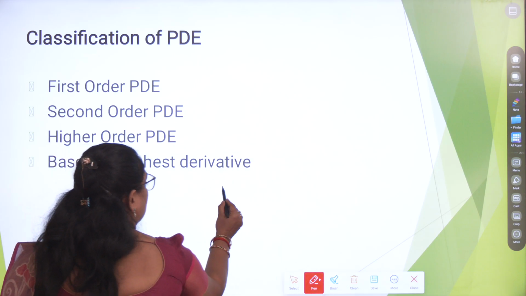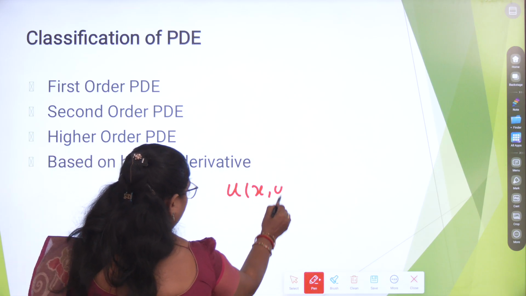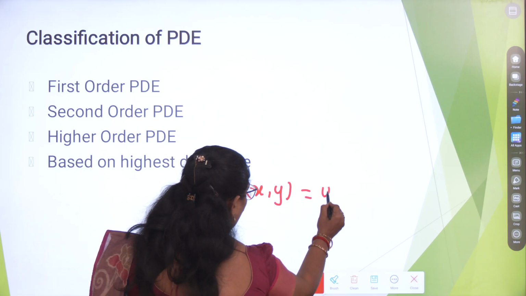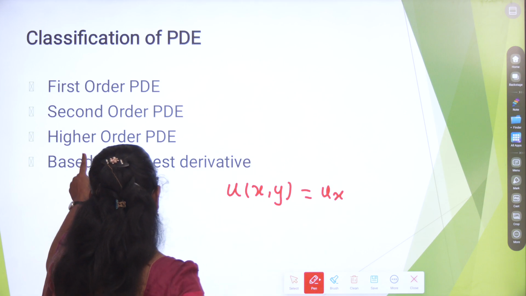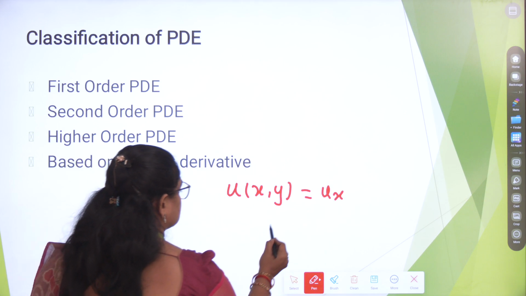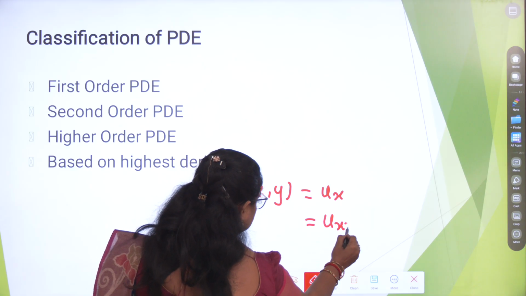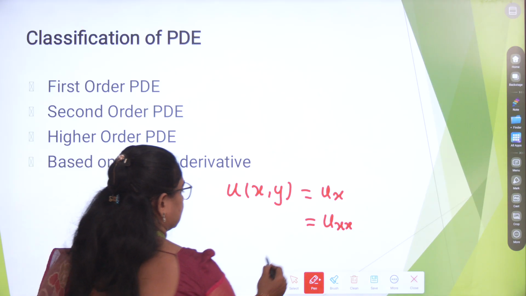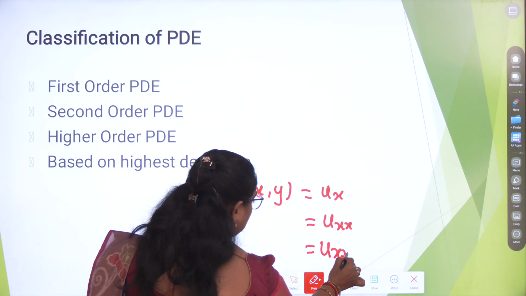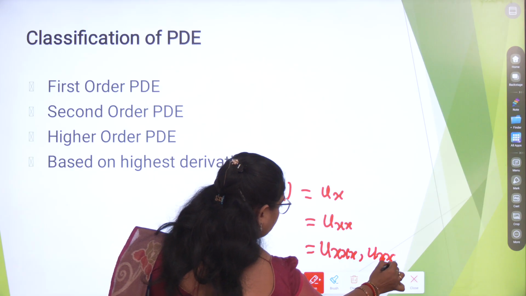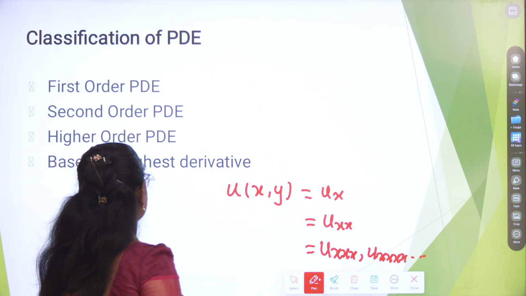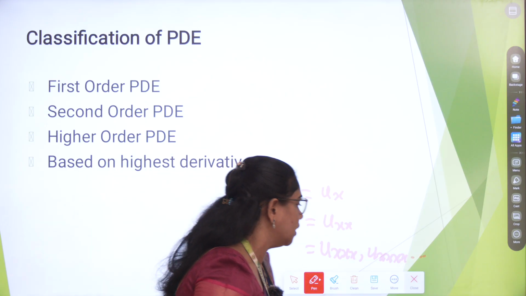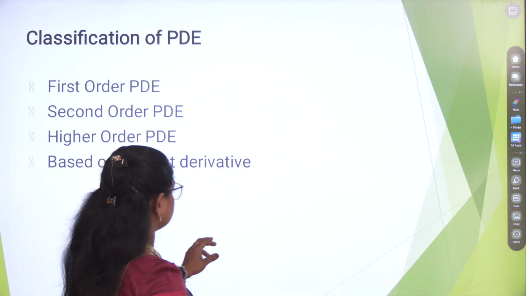Take the function u of x comma y. The first order derivative is ux. Next, the second order derivative is u double x, differentiating with respect to x two times. Next, the higher order derivatives are u triple x, u 4x, etc. Based on the highest order derivative, we have the heat equation and wave equation.